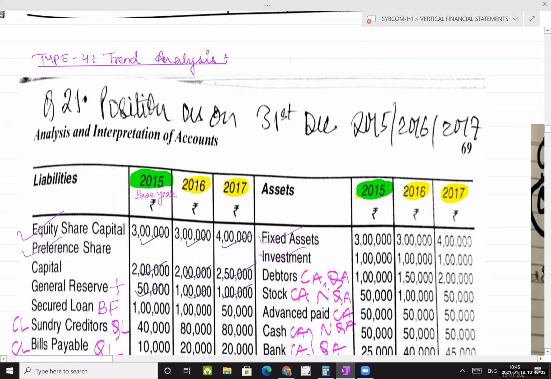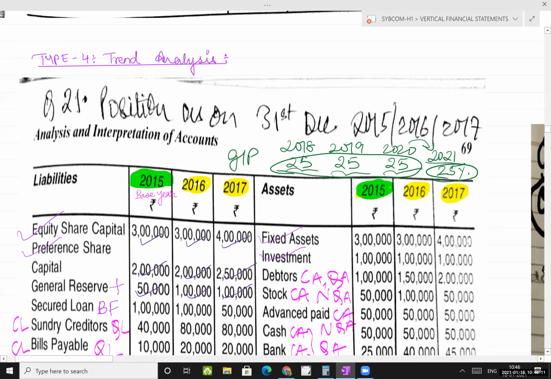I'll give you an example. Say the years are 2018, 2019 and 2020. Say your gross profit for 2018 is 25%, 2019 is also 25% and 2020 is also 25%. So what trend can I follow? If anybody asks me what will be the gross profit for 2021, I will say my gross profit will be 25%, because I am following the trend. 25, 25, 25. So I am following a trend. This is called trend analysis.